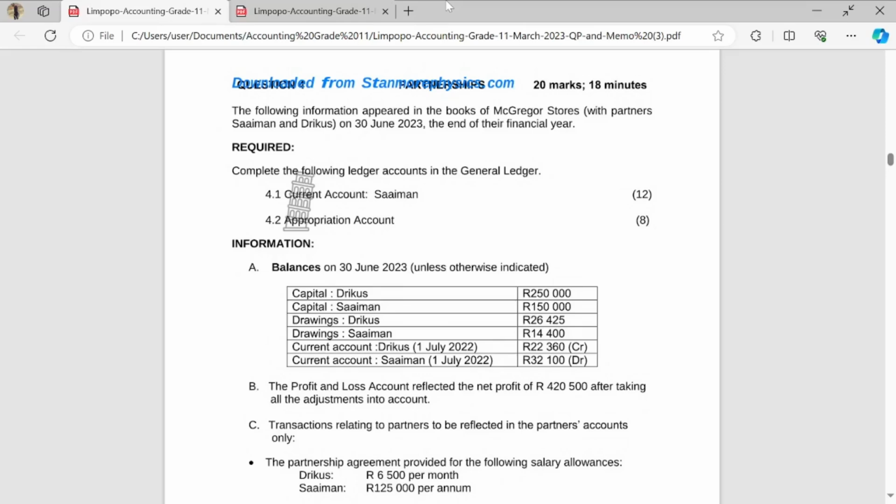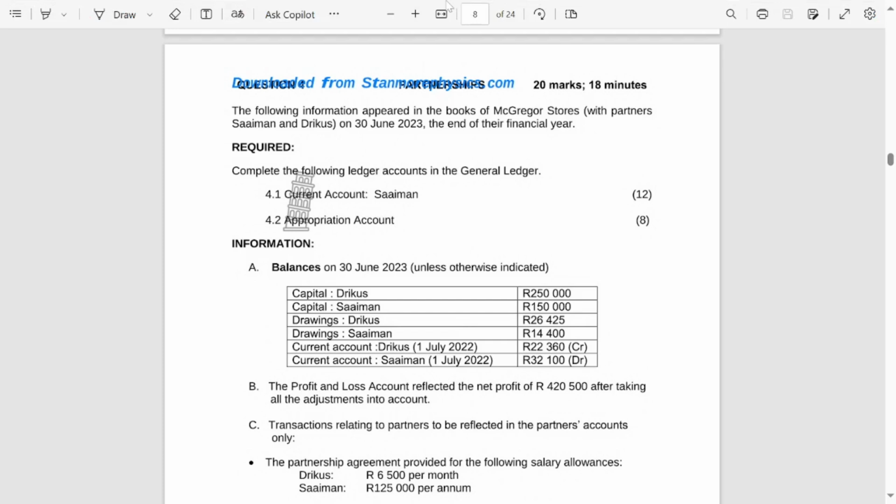Good day. Today we are going to do the partnership. So we are going to do the current account and the appropriation account. So this is the paper, March 2023, grade 11. So they are saying the following information appeared in the books of MacGyver stores with partners Seaman and Dracos. This is on 3rd June 2023.